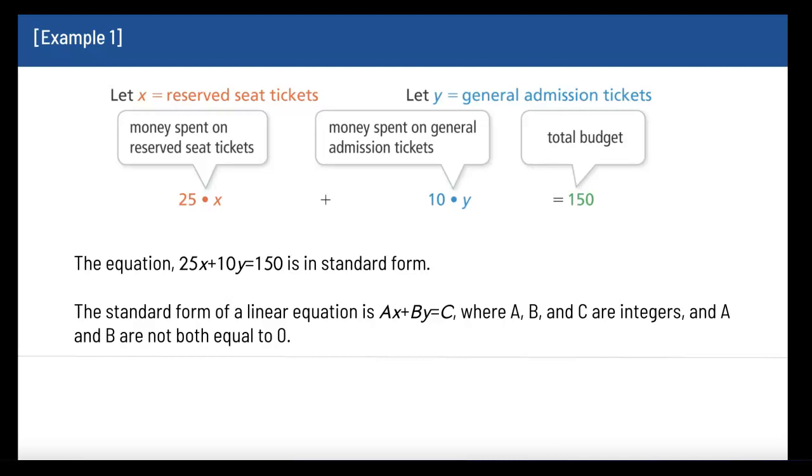Standard form of a linear equation is ax plus by equals c, where these numbers a, b, and c are actually integers, or whole positive and negative numbers. And a and b cannot both be 0. One of them is allowed to be 0 at any given time, but not both of them.